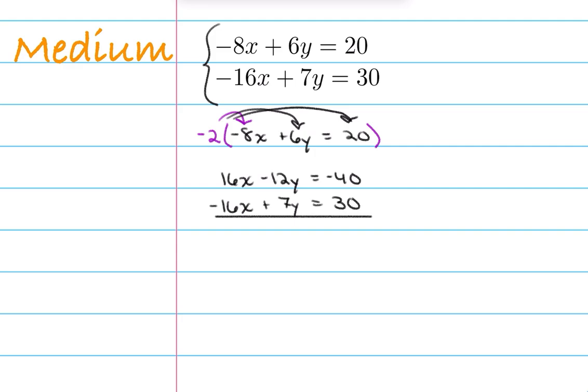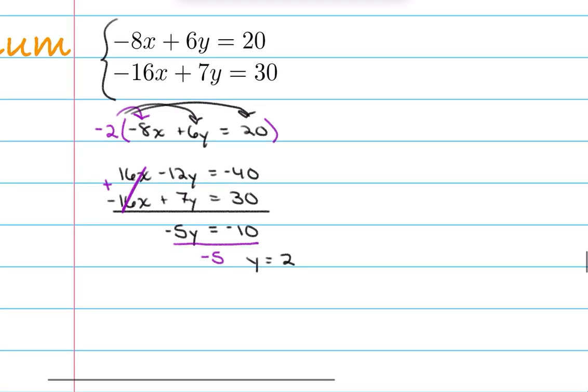Okay, and then the addition part, I am going to add the two equations together. And 16 minus 16 is 0, so that's the canceling part. Negative 12 plus 7 is a negative 5y equals negative 40 plus 30 is negative 10. And then I've eliminated my x's, so I have to solve for the y. Divide by a negative 5. So that means that my y equals a positive 2, because a negative divided by a negative is positive. So that is my y value.